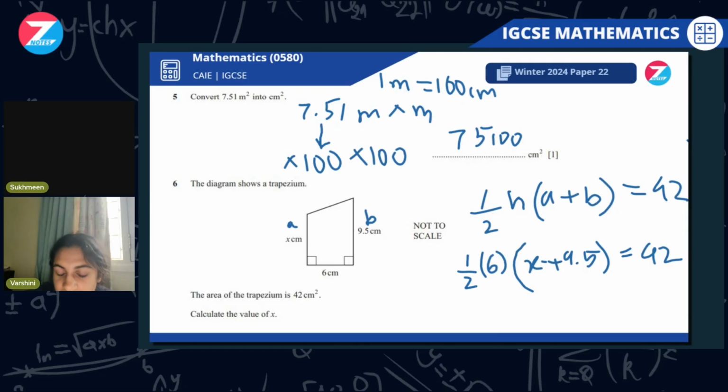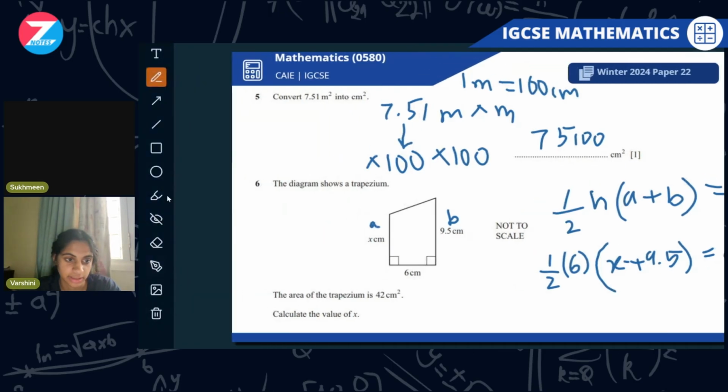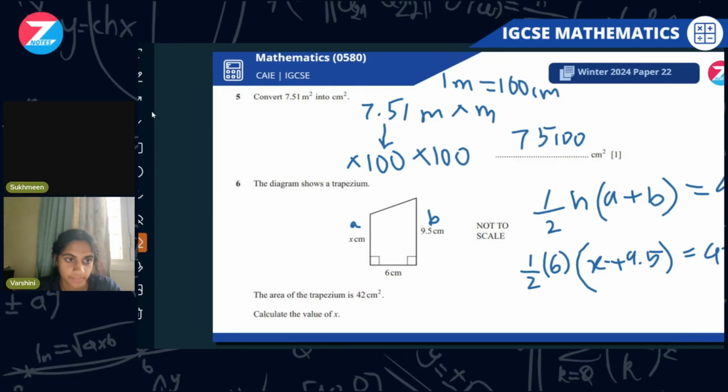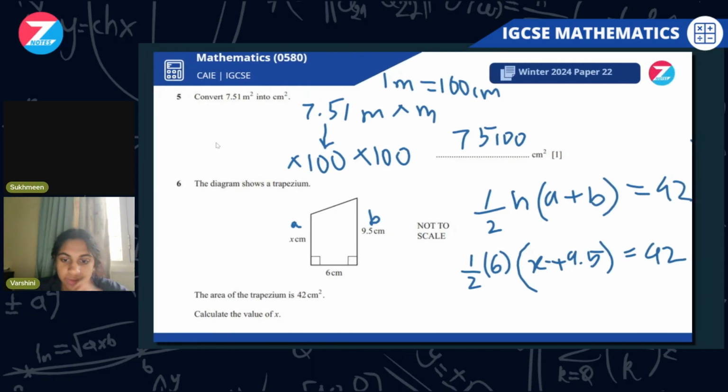So first let's get rid of these by dividing both numbers by half. So first we can calculate half into 6, which is nothing but 3. So this is 3. So now we want to get rid of 3, so we have to divide both sides by 3. So 42 divided by 3 is going to be 14. So then we can get x plus 9.5 equals 14.